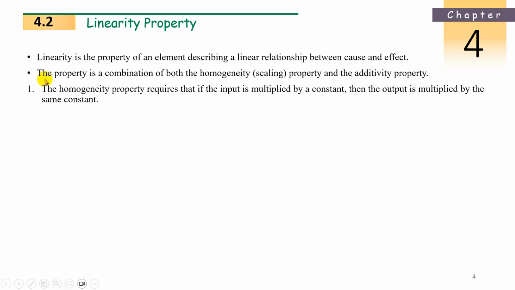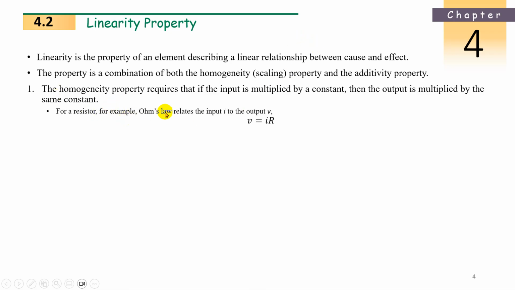The homogeneity property requires that if the input is multiplied by a constant, then the output is multiplied by the same constant. Means if I multiply the input by some factor x, then the output must also have the same factor x. Then it is called homogeneity. It's called scaling also. Means if I scaled the input by 5%, then the output is also scaled 5%. That is called scaling, homogeneity, same word.